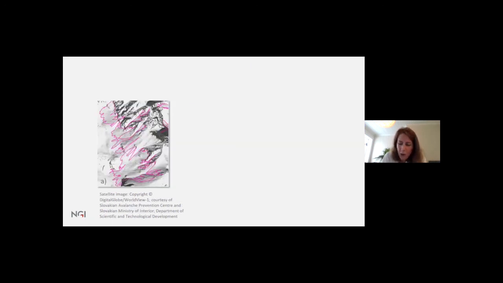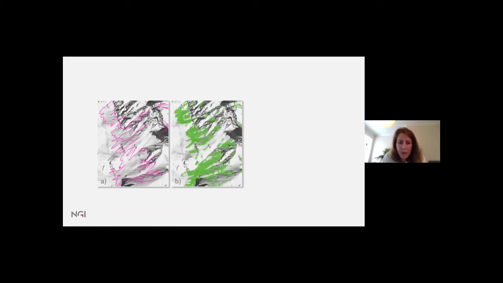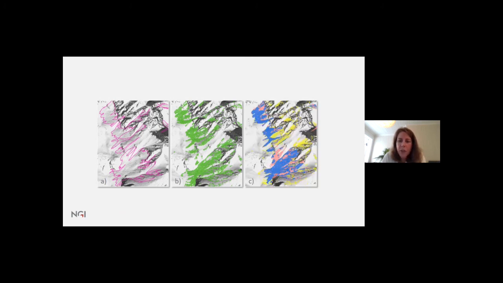Here you see a larger portion of that image, and these are the outlines that were delineated, digitized by a human expert at NGI, an avalanche forecaster. Her task was to digitize all the observable avalanches. On the next image, you see the same result done by the algorithm. And the third image shows you the comparison between the algorithm and the delineation by the avalanche experts.